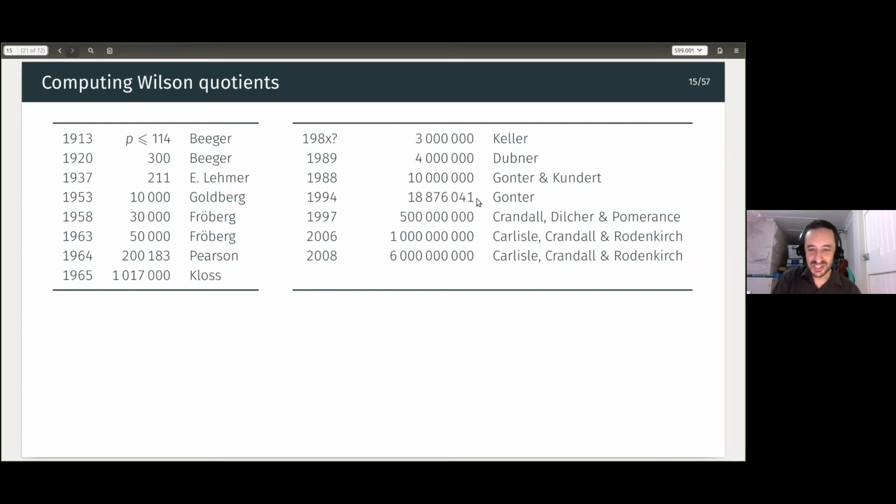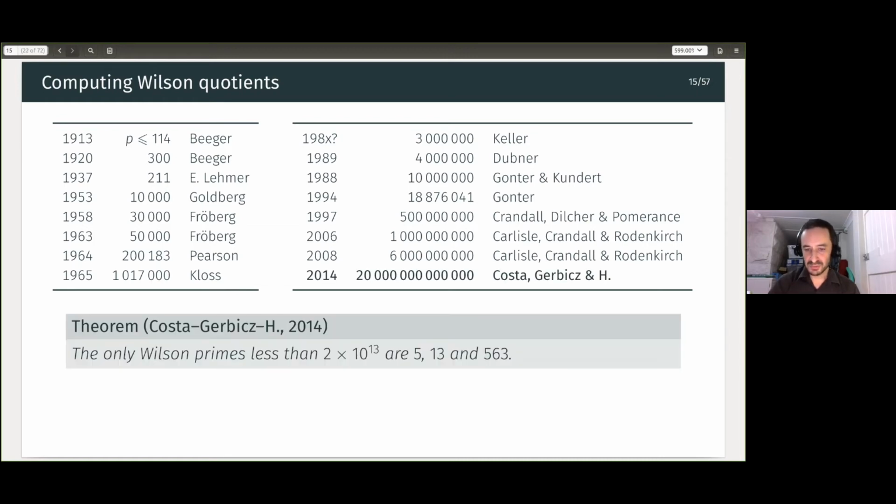This one is quite interesting. Why did they go up to this strange number, 18 million something or other? It was because of a power failure. The whole computing center shut down, and they didn't bother to switch on the program afterwards. I don't remember if that's ever happened to me, but it's something one has to contend with in real life. And there's a couple of well-known contemporary mathematicians here. Richard Crandall died a few years ago, unfortunately. Carl Pomerance and Carl Dilcher are still around.